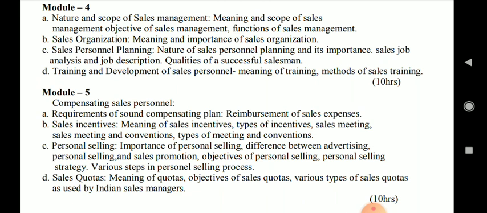Then again, with respect to HRM training and development that you have studied, how training and development is to be done for sales personnel. What are the various training methods? What are the various methods of sales training? That is what we are going to study in module number 4.